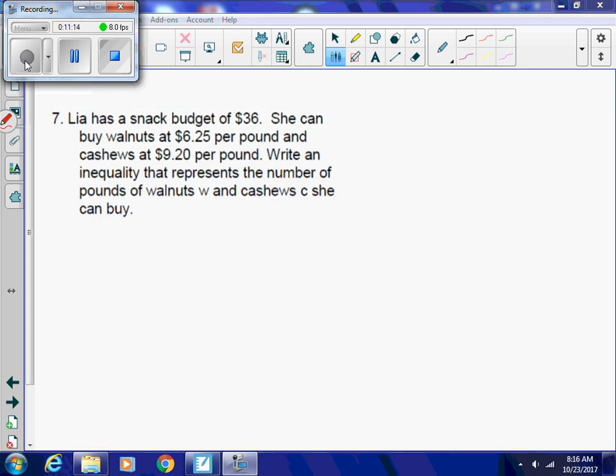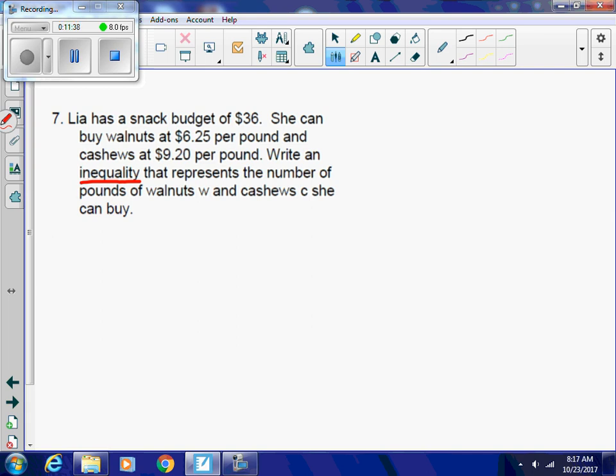Number 7, Leah has a snack budget of $36. She can buy walnuts at $6.25 per pound and cashews at $9.20 per pound. We want to write an inequality, important information there, that represents the number of pounds of walnuts, W, and cashews, C, that she can buy.